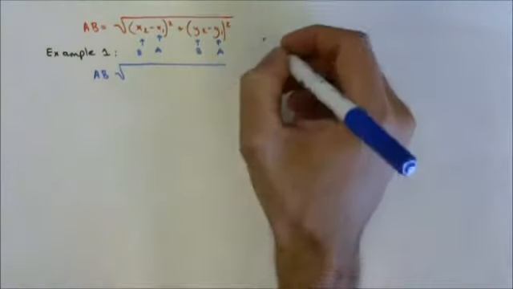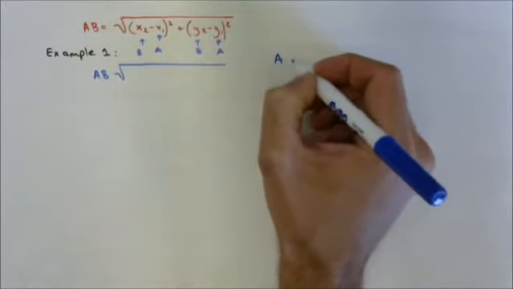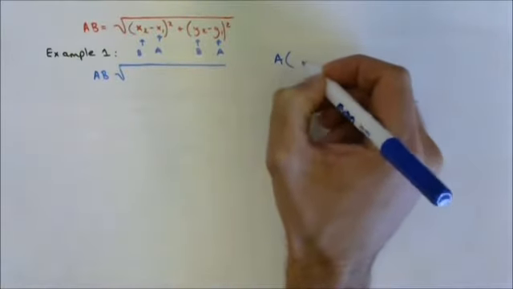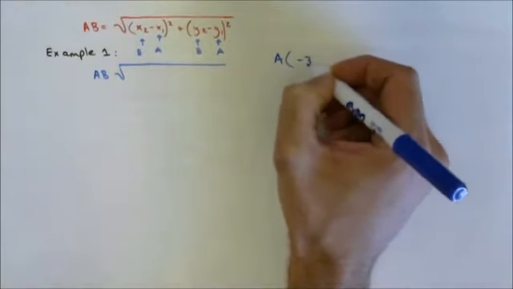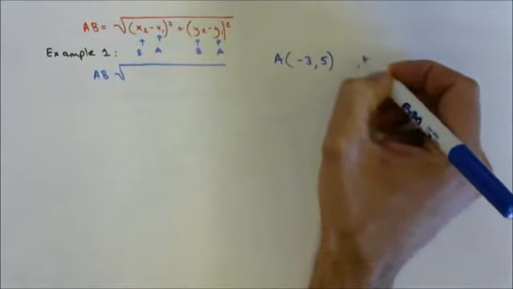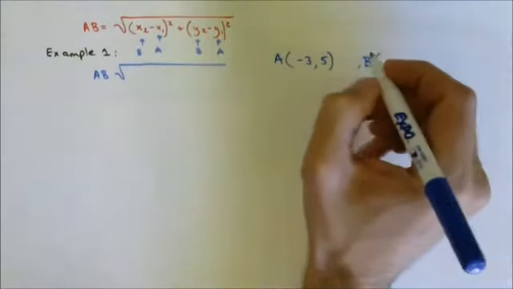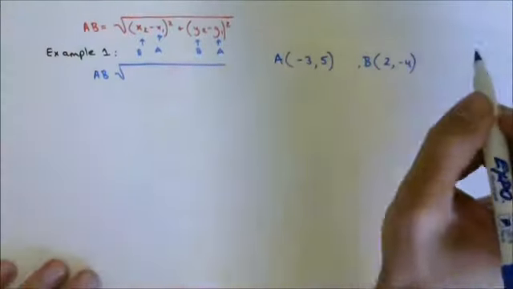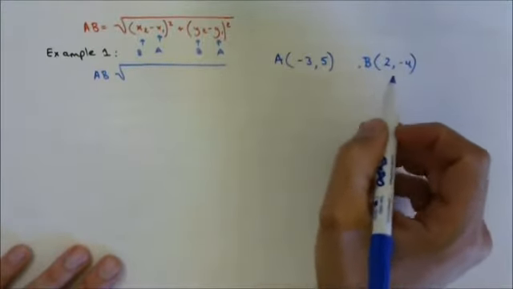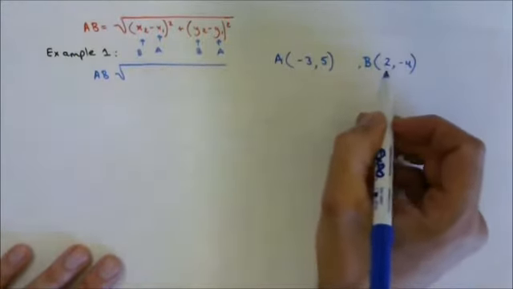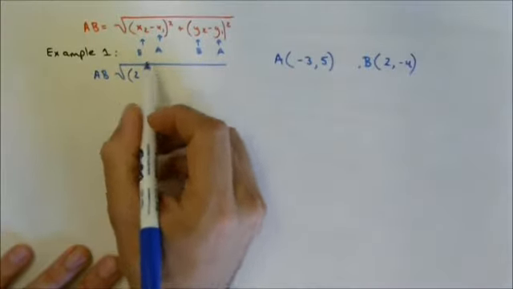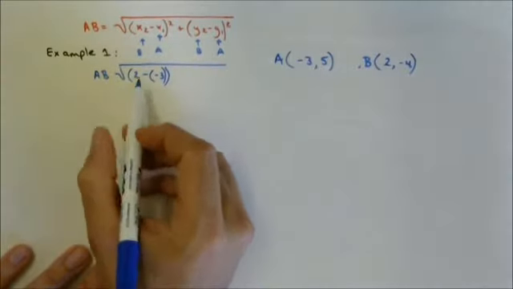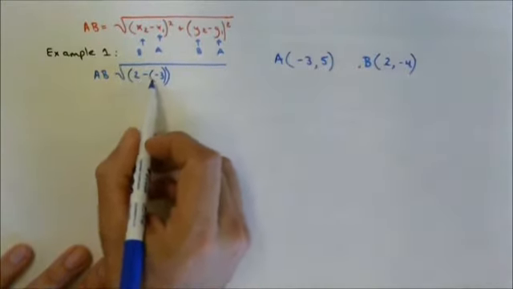Let's fill in what we know. In this example, I can see that A is at the point -3, +5. And B is at the point 2, -4. So here we go, just plugging in what we know. x2 is the x-coordinate of B, that is 2, minus the x-coordinate from A, which is -3. Look at how you have to write that, okay? Don't forget, it's 2 minus -3.